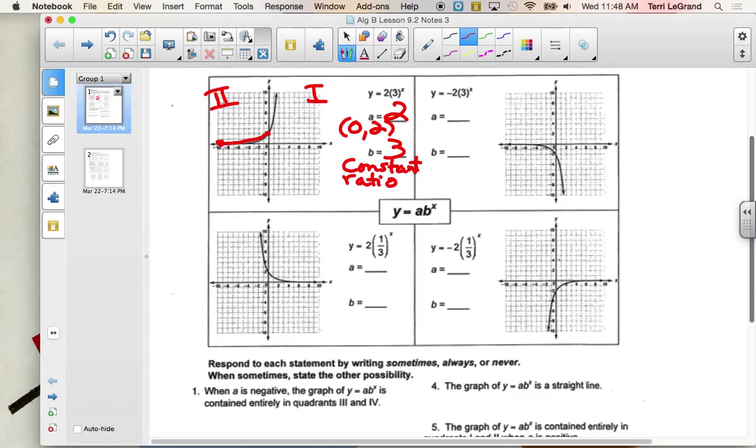Okay, let's look at the next one. What's our A value in the next one? -2. And our B value is 3.